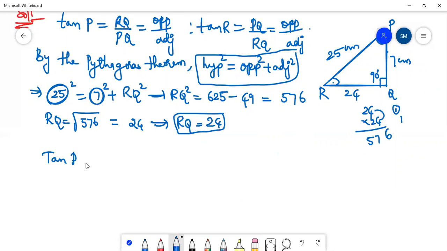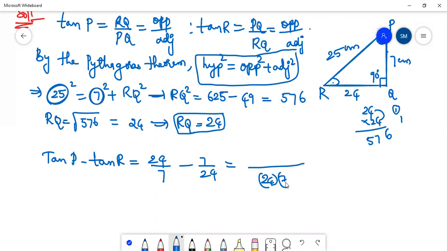Tan P minus tan R is equal to, tan P means for P opposite by adjacent, that is RQ by PQ, 24 by 7, minus tan R means opposite is 7, adjacent is 24, 7 by 24. That is equal to, taking the LCM, 24 into 7.